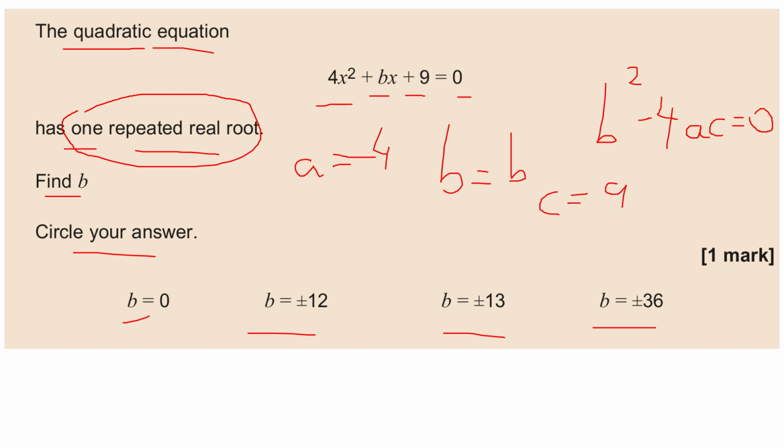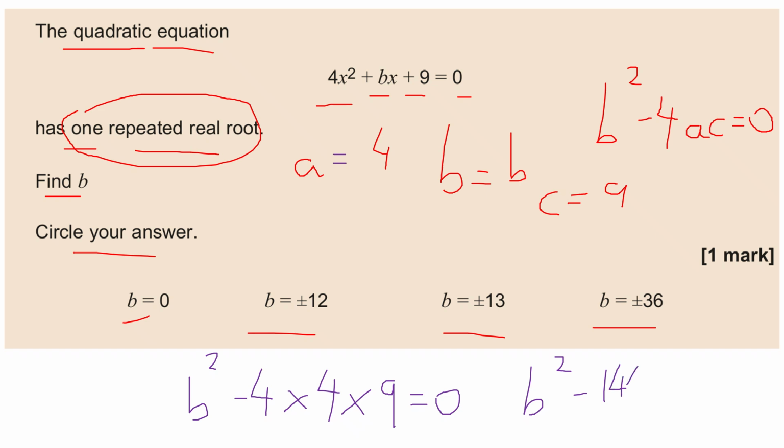Okay. And then going to substitute these values into b squared minus 4ac. So we're going to have b squared minus 4 lots of a, so 4 times 4 times 9, is equal to 0. So 4 times 4 is 16, times by 9, I think you get 144, so you get b squared minus 144 is equal to 0.